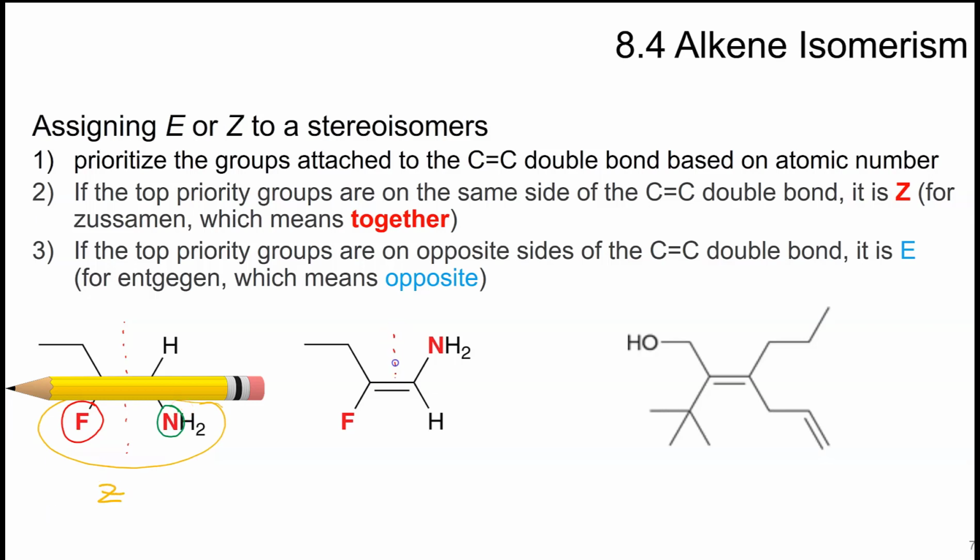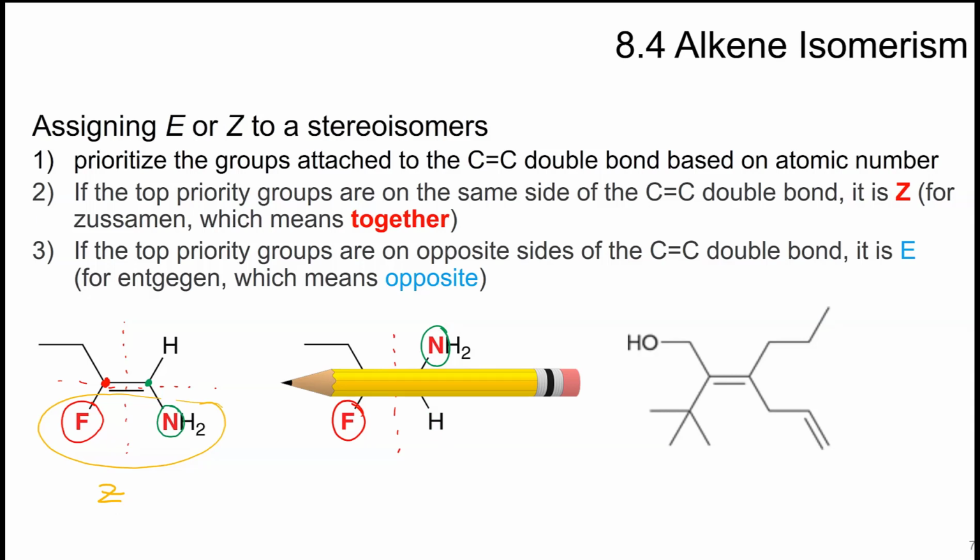I'm going to do the same thing with the next one here. Compare the first carbon. It's carbon versus F. F is the winner. I have this carbon. It's N versus H. N is the larger one here. If I lay my pencil across the double bond, now the groups are coming off of the opposite sides of my pencil or pen. So one is coming off the top and one's coming off the bottom. So this one is E.